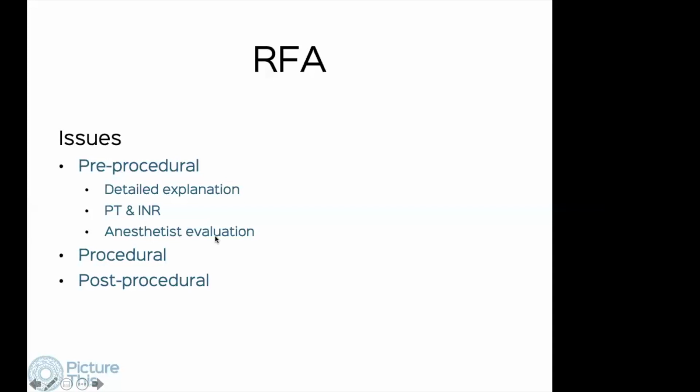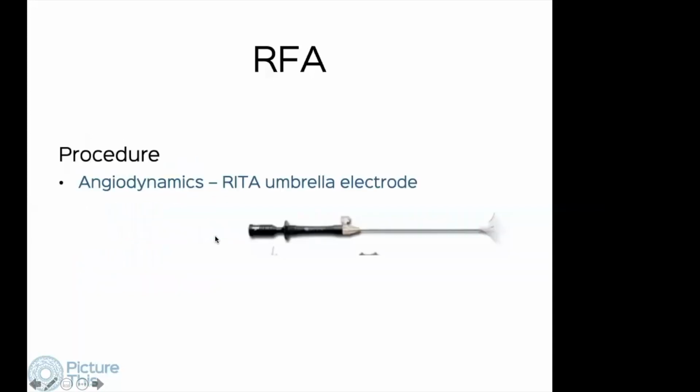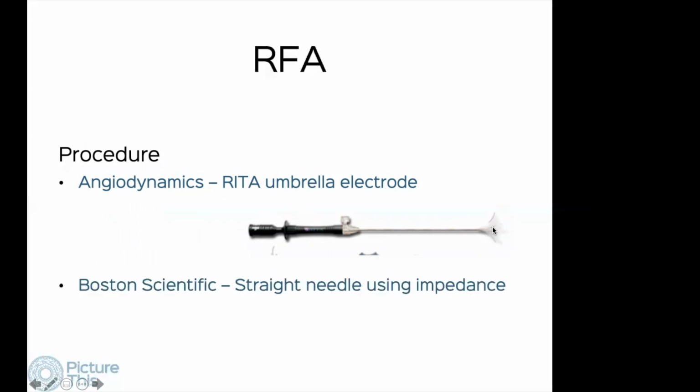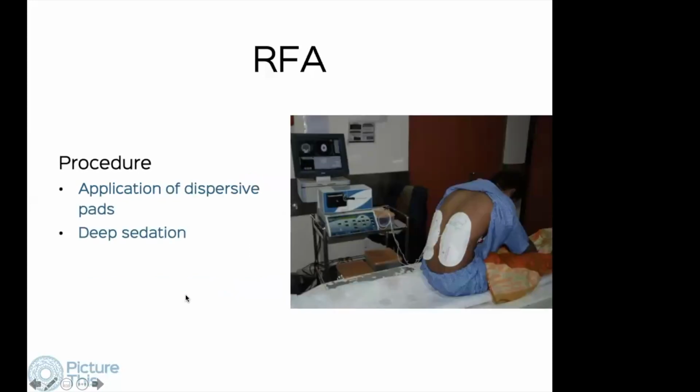All our studies are done using intravenous sedation. For almost 10 to 15 years, we used only one system, and that was the Rita umbrella electrode from AngioDynamics, where you see these tines which open up into the bone. But for the last year and a half, we've also, in some instances, been using a straight needle supplied by Boston Scientific that uses the impedance method for burning osteoid osteomas. I will talk about both techniques. They're essentially similar, but there are a few differences as well.